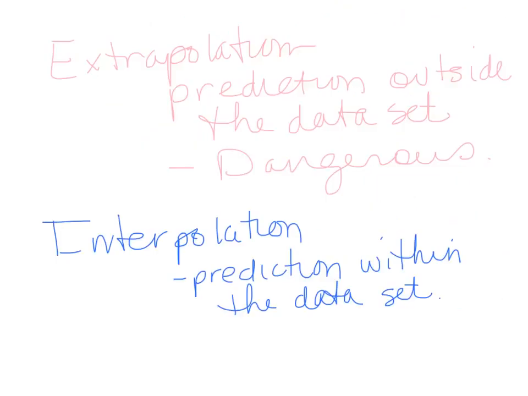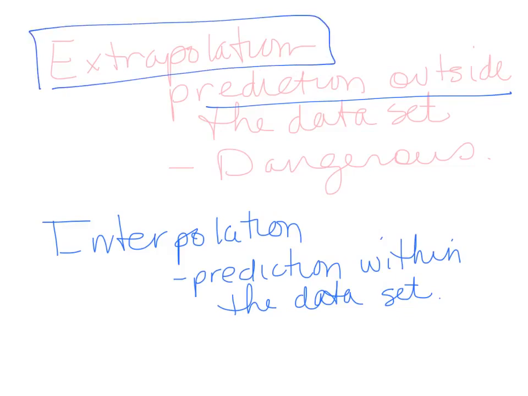Okay, so here's a summary for that. When you make a prediction outside the data set, that's called extrapolation. You're extrapolating the data, you're going outside the data set, and that can be dangerous. If you're staying within the data set, and you just want to find a value somewhere in between the values you already had, we call that interpolation, and that's much safer. It's usually a very good predictor.